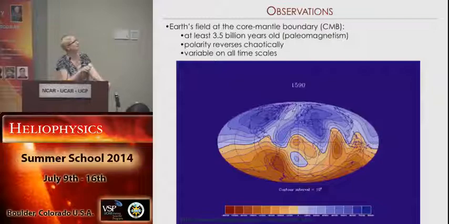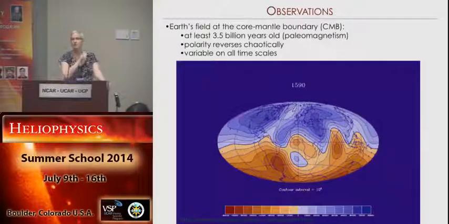Okay, it's back. What you will notice is a number. This is a date, okay? So this is 1590, and what you're going to see is a movie of what the radial component of the magnetic field has looked like at the core mantle boundary of the Earth over the past 400 years or so, okay? So let me play this.